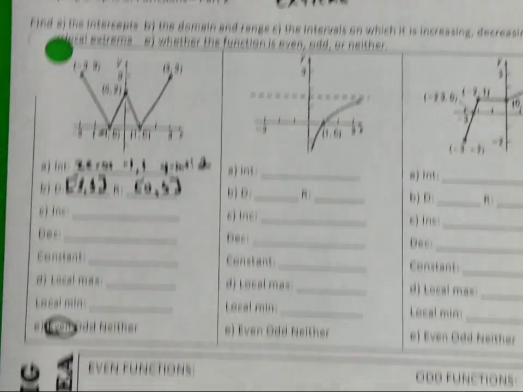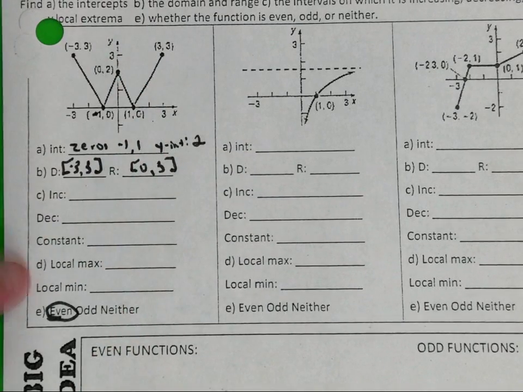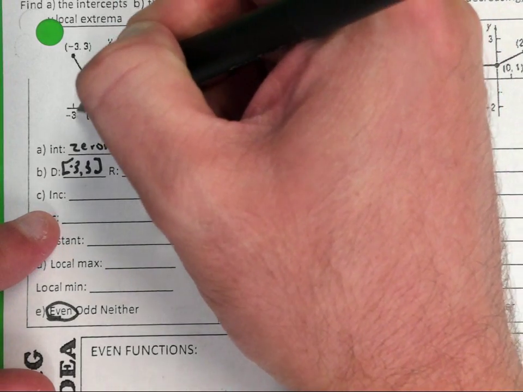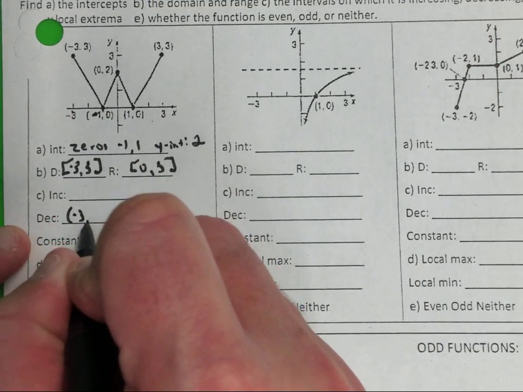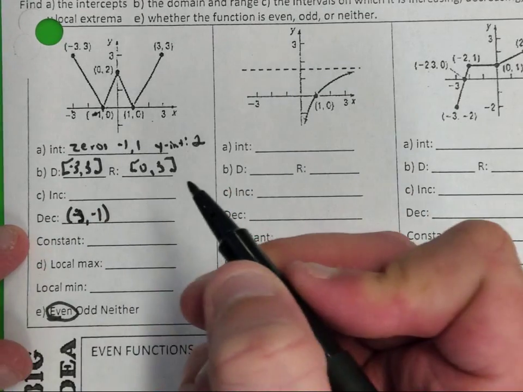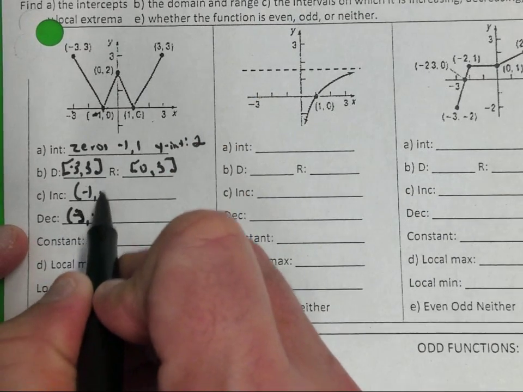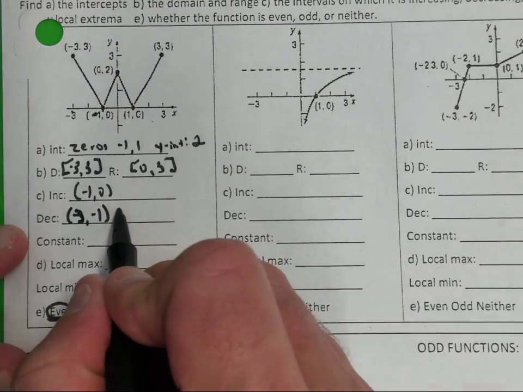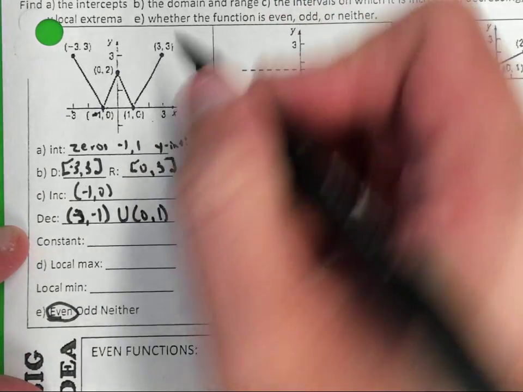Now, some professors, some teachers say it doesn't matter. I just say parentheses. I like parentheses. So right here, from here to here, I'm decreasing. So from what x values? Negative 3 to, so I'm going to put negative 3 to negative 1. I'm increasing from negative 1 to what? 0. Decreasing from 0 to what? 1. And I'm going to put a union symbol when you have more than 1. And then I'm increasing from 1 to what?